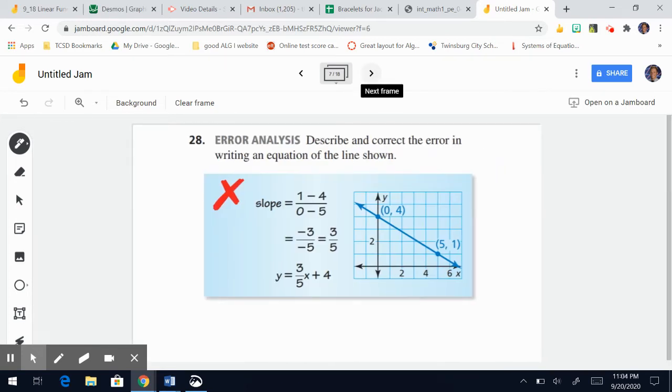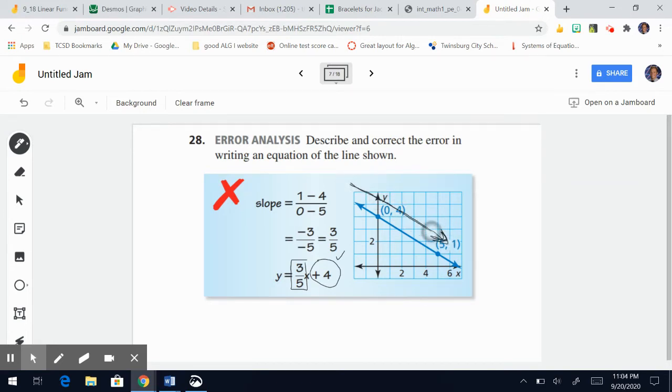Error analysis. Describe and correct the error in the writing of the equations shown below. So they have y equals 3/5 x plus 4. I always just like to look at the y-intercept. I think it's fastest to do that, which is positive 4. So that's good. So where they messed up is probably the slope. And I can tell you right now, this slope is going downhill. So it's another quick check.